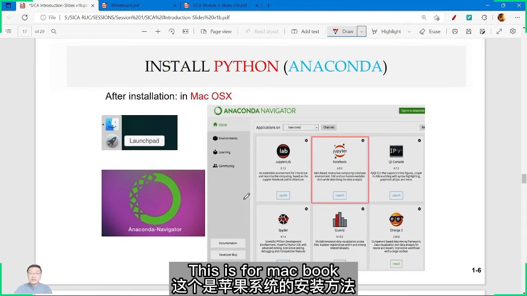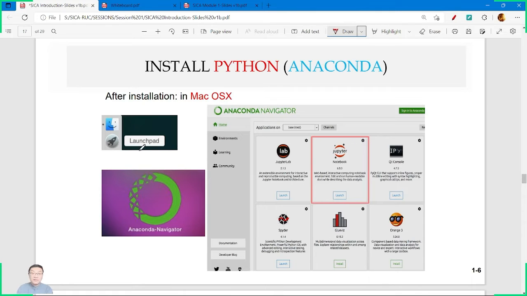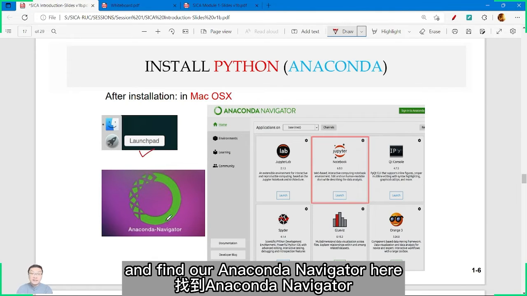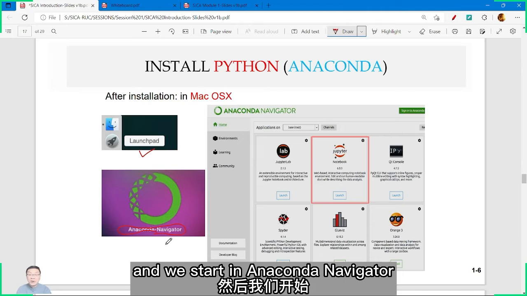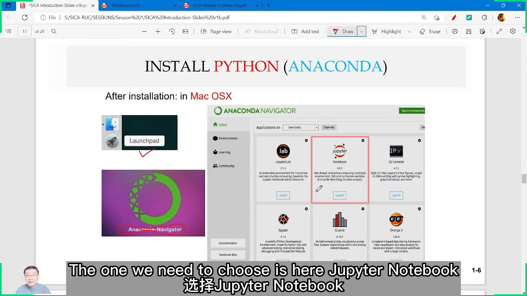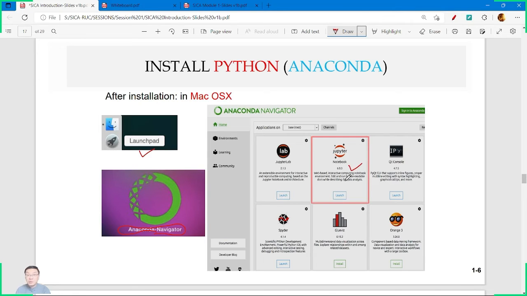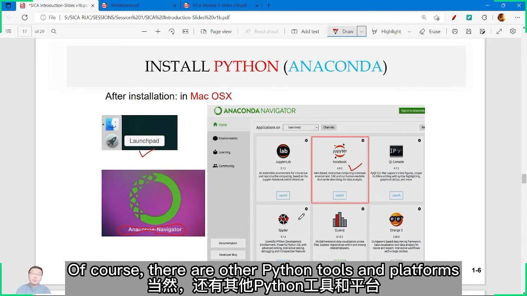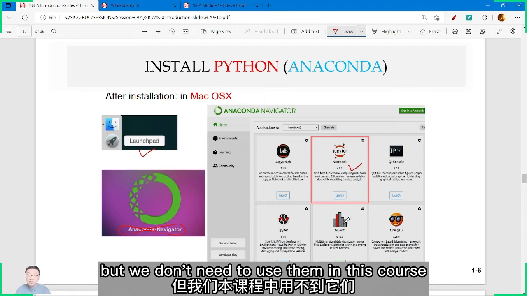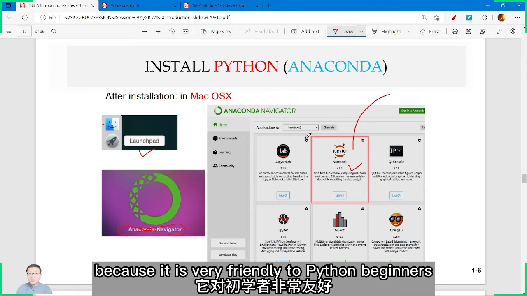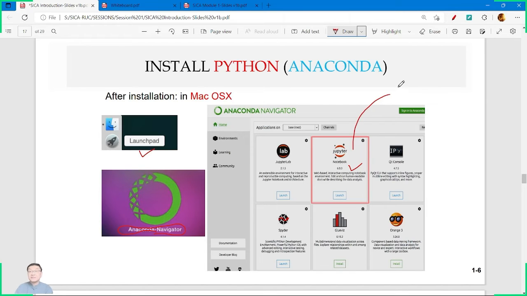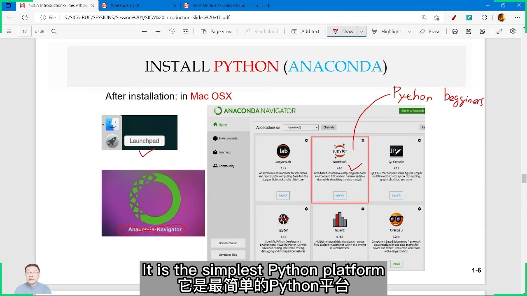This is for MacBook. So for MacBook, we can find the Launchpad and find Anaconda Navigator here. And we start the Anaconda Navigator. And then we will see a screen like this. The one we need to choose is here, Jupyter Notebook. Of course, there are other Python tools and platforms, but we don't need to use them in this course. The reason why we choose Jupyter Notebook as the Python platform for this course is because it is very friendly to Python beginners. It is the simplest Python platform.